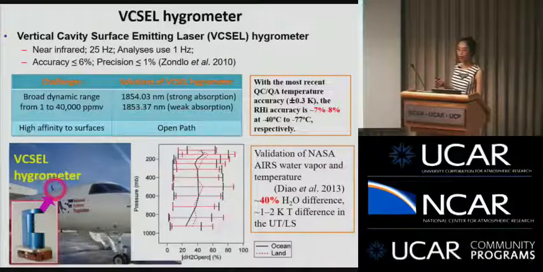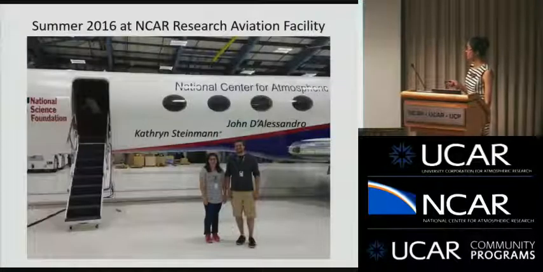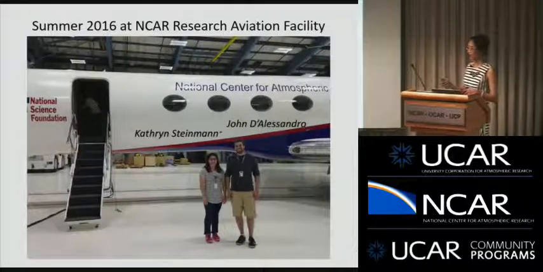So now I want to show you why it's important we use in situ and accurate measurements for water vapor. Here is a study I did in 2013 validating the NASA AIRS water vapor and temperature, and I found that 40% water vapor difference and about 1 to 2 Kelvin temperature differences are seen in AIRS data compared with the HIPPO campaign for the UTLS region. So now with this type of measurement, we can do a lot of things. This summer, my student and I were hosted by EOL and also under the funding of the ASP Faculty Fellowship. We have been doing a series of modeling analyses and laboratory calibration results. So I'll show you all of them.